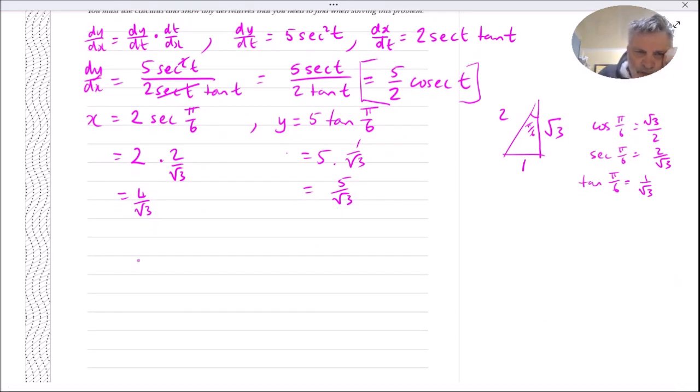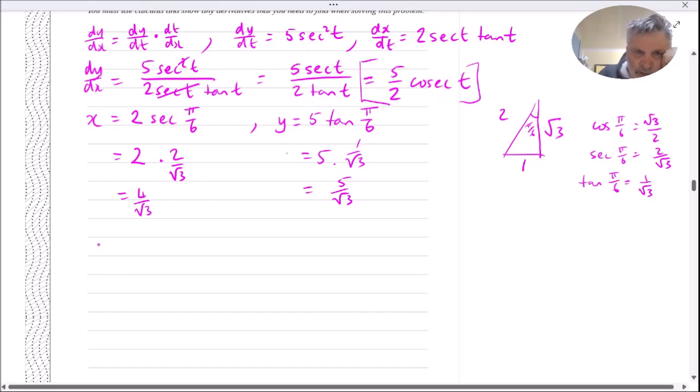That's our point. We want an equation of a line that goes through that point, and we want dy by dx as well, evaluated at pi over 6. So we just put those into here. So that's 5 sec, which is 2 over root 3, all divided by 2 tan, which is 1 over root 3. We get a lot of cancellation here. The root 3's on the bottom cancel, the 2's cancel. So I think this is just 5.